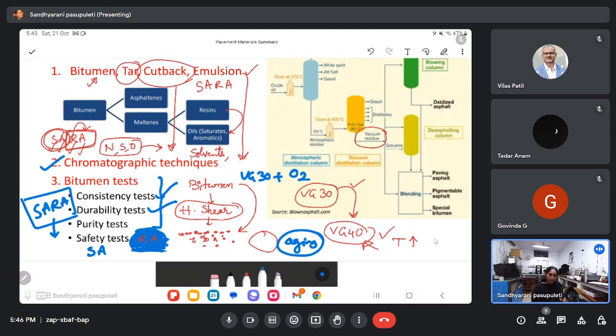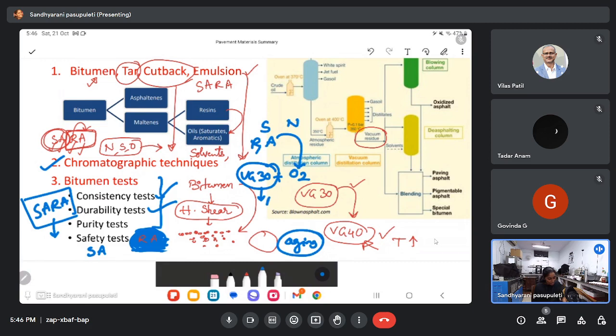So when it reacts with oxygen, what happens? Sometimes the lighter oils present in this may evaporate. Sometimes, these resins and asphaltenes, because they are polar, will react with oxides. For example, sulfur is there. When it reacts with oxygen, they may create some sulfur-related oxides and nitrogen oxides. So they will actually react and produce new oxides.